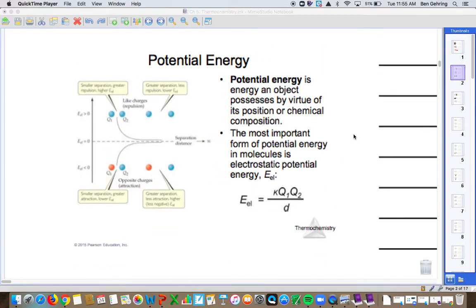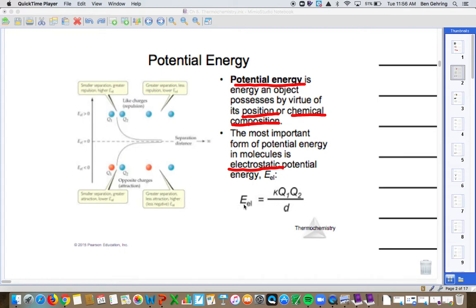There's also this thing called potential energy. And so potential energy is the energy an object possesses due to its position or chemical composition. Potential energy is based on position or chemical composition, so it has the potential to cause change or do something. That is potential energy. One of the most important forms is electrostatic or electrical potential energy. So this is the energy between, say, a proton and an electron, or any two charged substances.